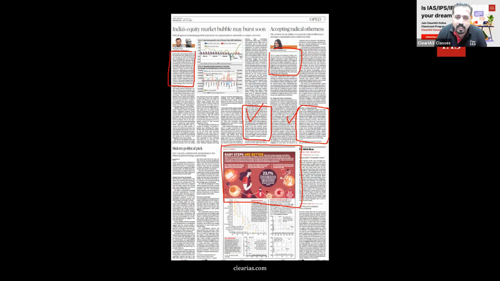Don't write everything you see in the newspaper. No need to cut using scissors and keep it aside in a file or something like that. That is also not necessary. But whatever value points you are getting from a newspaper, you should keep aside. I shall explain why.